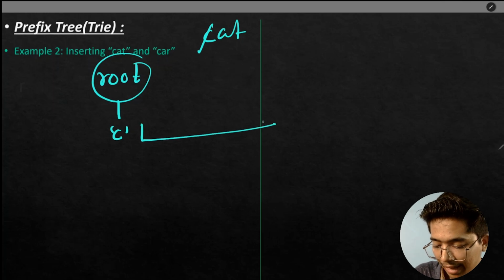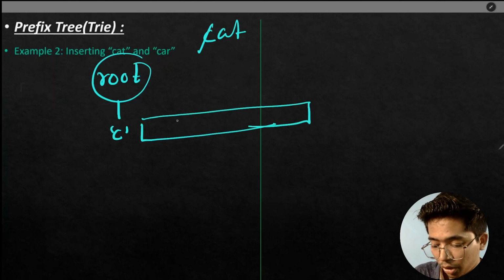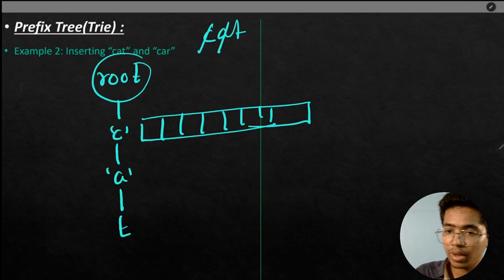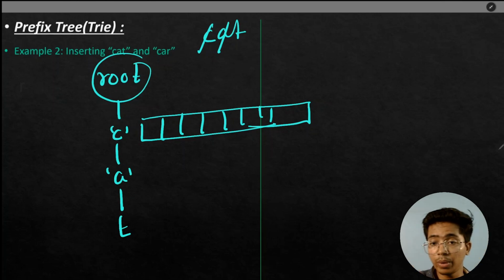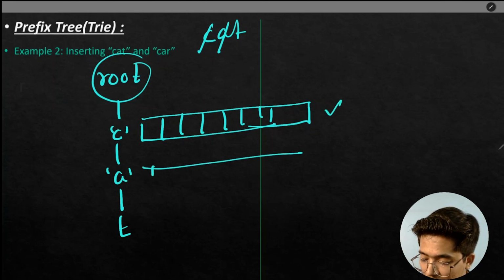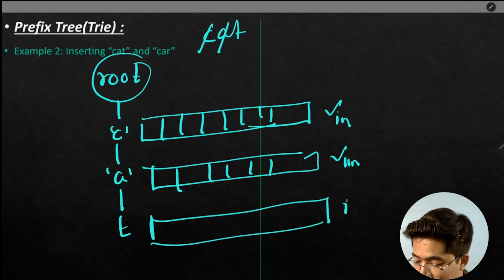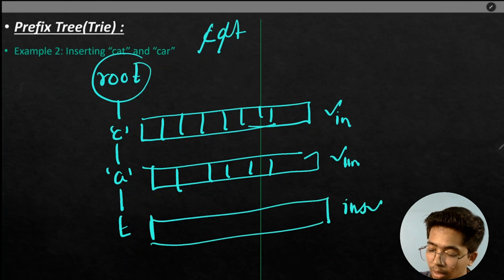Now we will check its array to see if there is already an A or not. There is no A, so we will insert A. Is there a T or not? There is no T, so we will insert T. If there was any letter already existing, then we would ignore that one. Insertion is done at each step, and in T also insertion is done. Now look, cat is done.